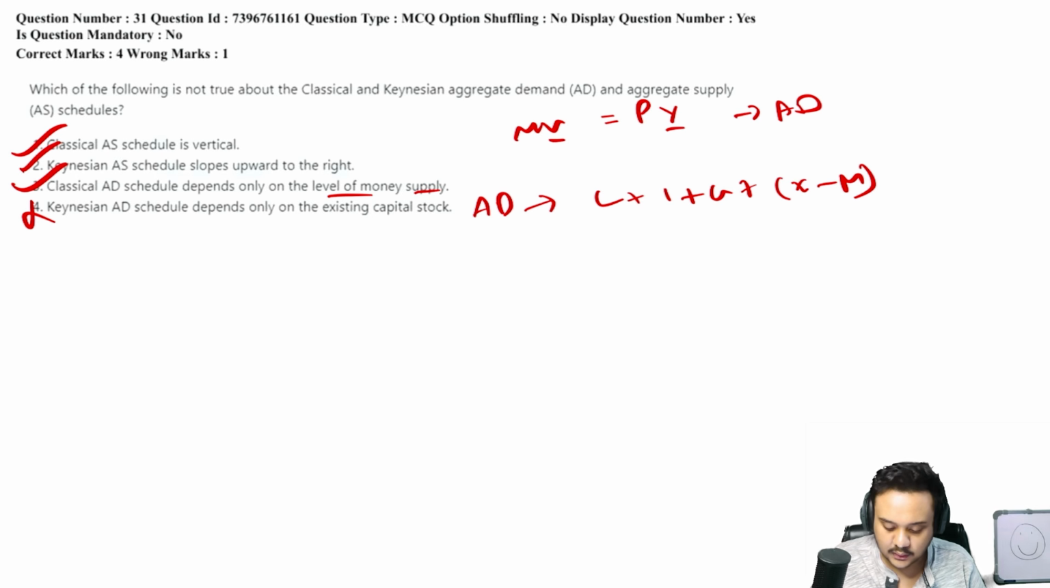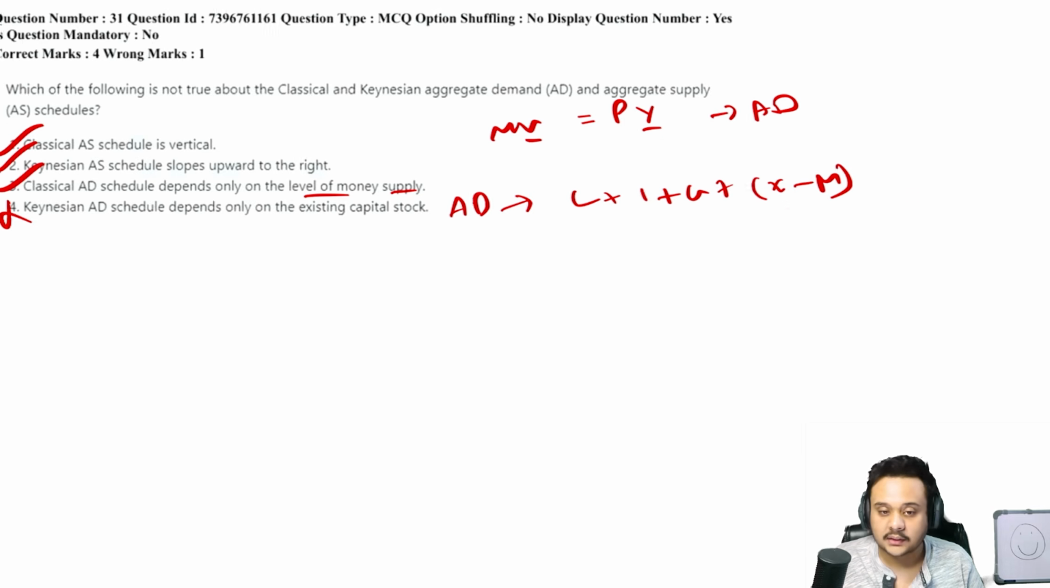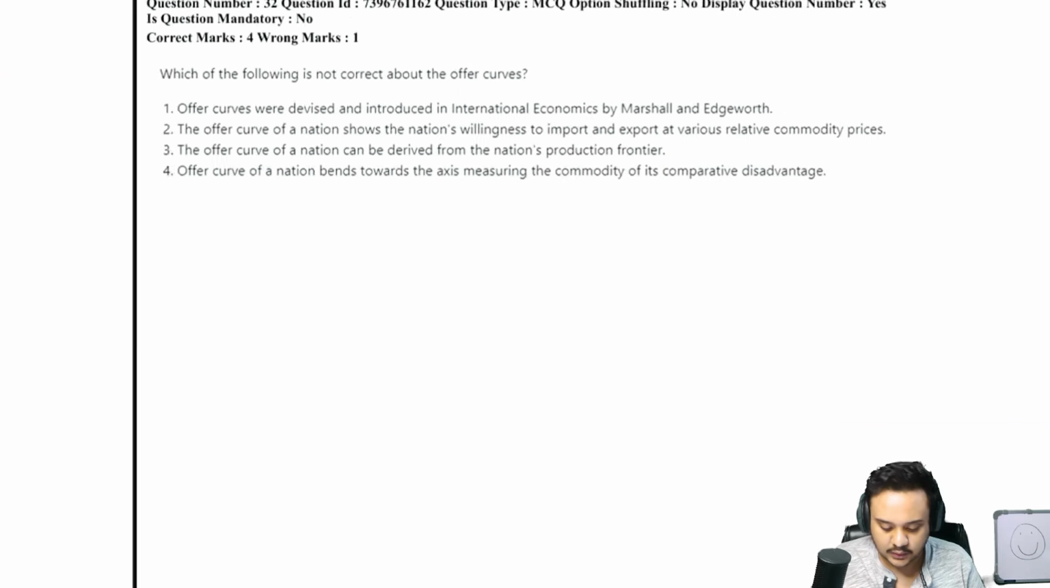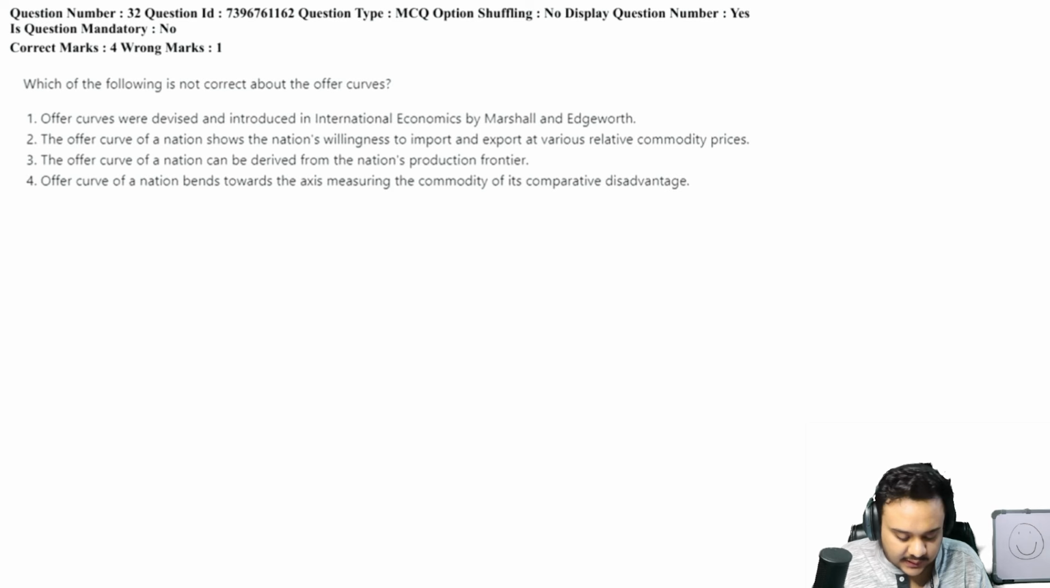So you already know that there are multiple factors on which the AD is dependent. Let us move on. Read the 32nd question. It says, which of the following is not correct about offer curves.